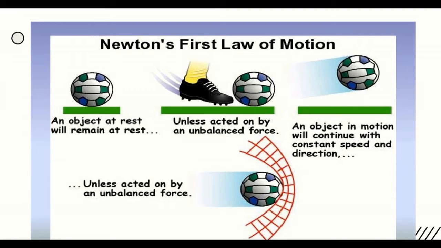So that unbalanced force makes the resting object get into motion. The reverse is also applicable. A moving object can also come to rest, like applying a brake to a car we are driving, right? So this is how Newton's first law works.